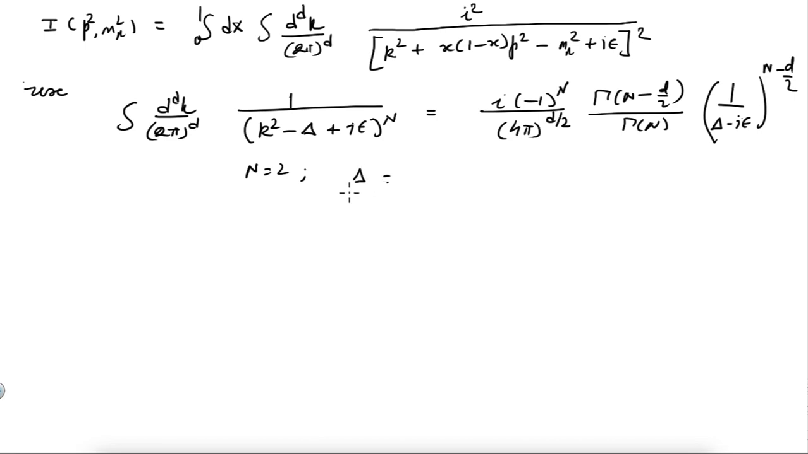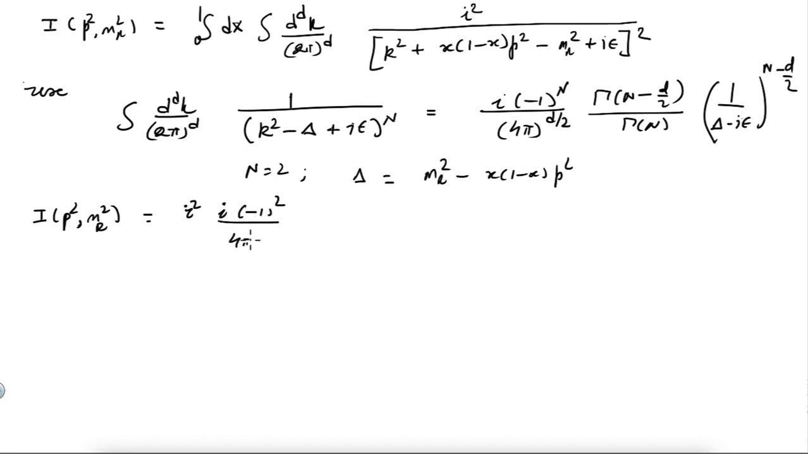and delta to be m_r square minus x times (1 minus x) p square, okay, because here delta has a negative sign in front of it. Okay, so using this I get I to be this factor of i square, then you have i coming from here, then (minus 1) to the 2 which is 1, and you have (4 pi) to the d over 2. Then you have gamma of 2 minus d over 2. Okay, capital N is 2. So this thing over gamma 2.